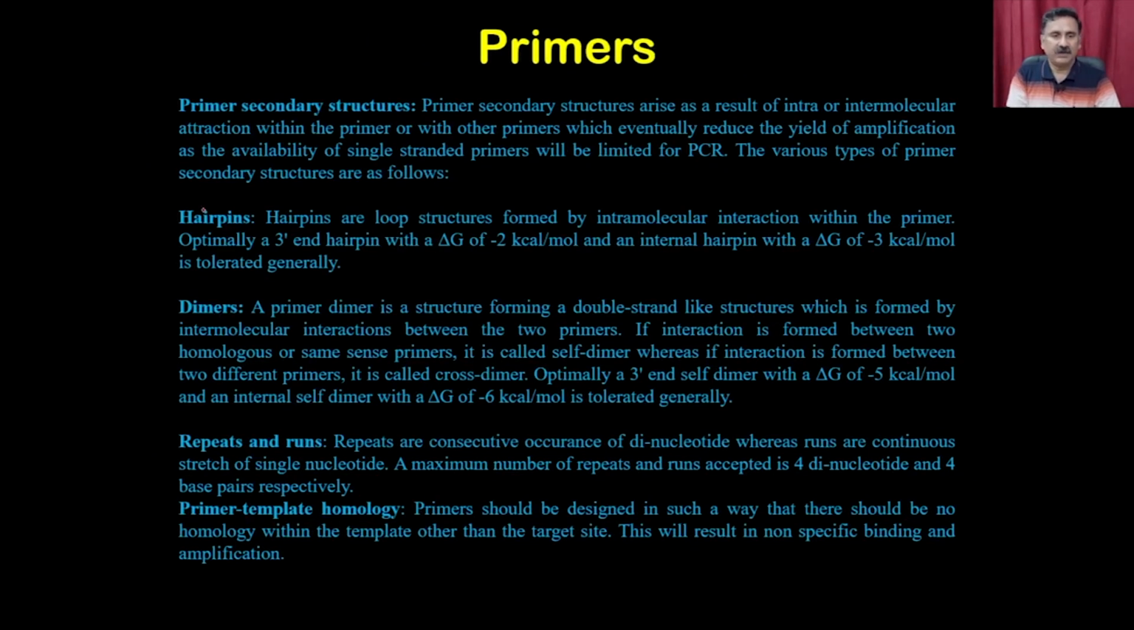Then we also have to take care of the hairpin loops, dimers, and the repeats, okay. So hairpins are the loop structure formed by the intramolecular interaction within the primers. Optimally, a 3' end hairpin with a delta G of -2 kilocalorie and an internal hairpin with a delta G of -3 kilocalorie is tolerated generally, okay.